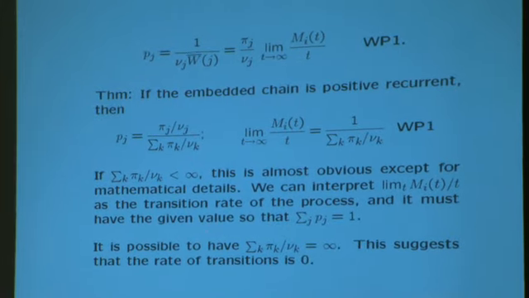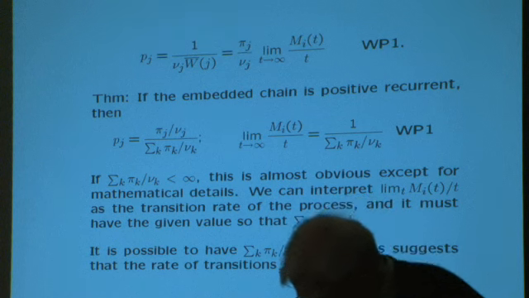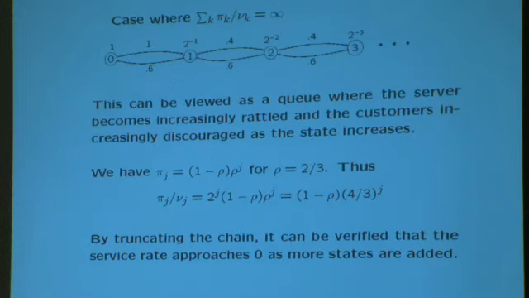This looks trivial. There's a fairly long proof in the notes doing this. The only way I can find to do this is to truncate the chain and then go to the limit as the number of states gets larger and larger. And when you do that, this theorem becomes clear. Okay, let's look at an example where the sum of pi k over nu k is equal to infinity and see what's going on.